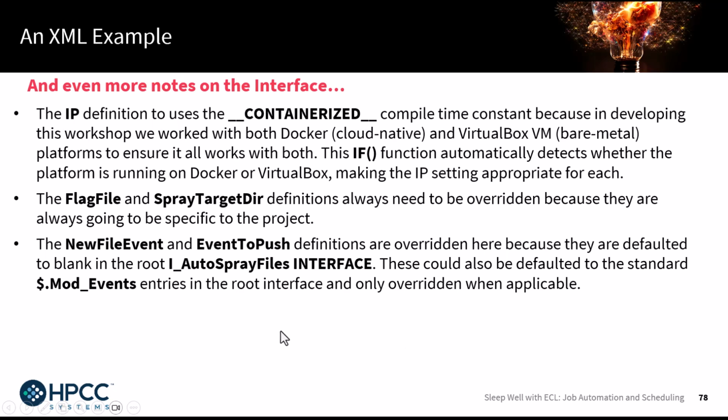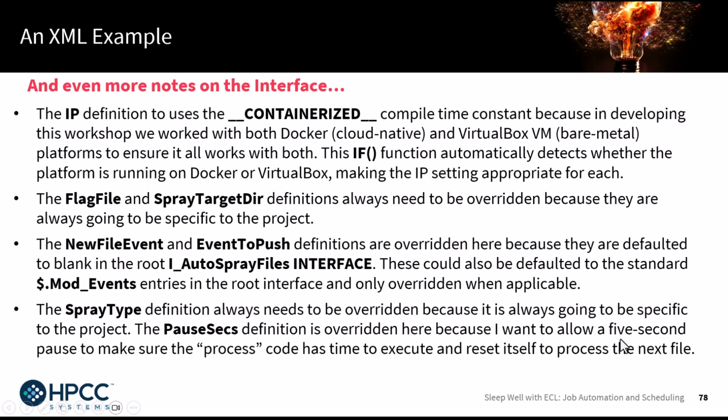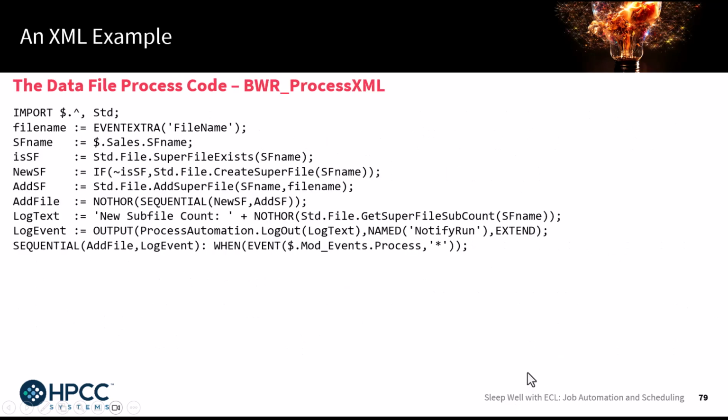And the new file event and event to push definitions are overridden here because they are defaulted to blank in the root interface. And this could also be defaulted to the standard mod events entries in the root interface and only overridden when applicable. Lots of flexibility here. Your spray type definition always needs to be overridden because it's always going to be specific to the project. And of course, finally, your pause seconds definition is overridden here because I wanted to allow a 5-second pause to make sure your process code has time to execute and reset itself to process the next file. Fair enough? Here's our process code.